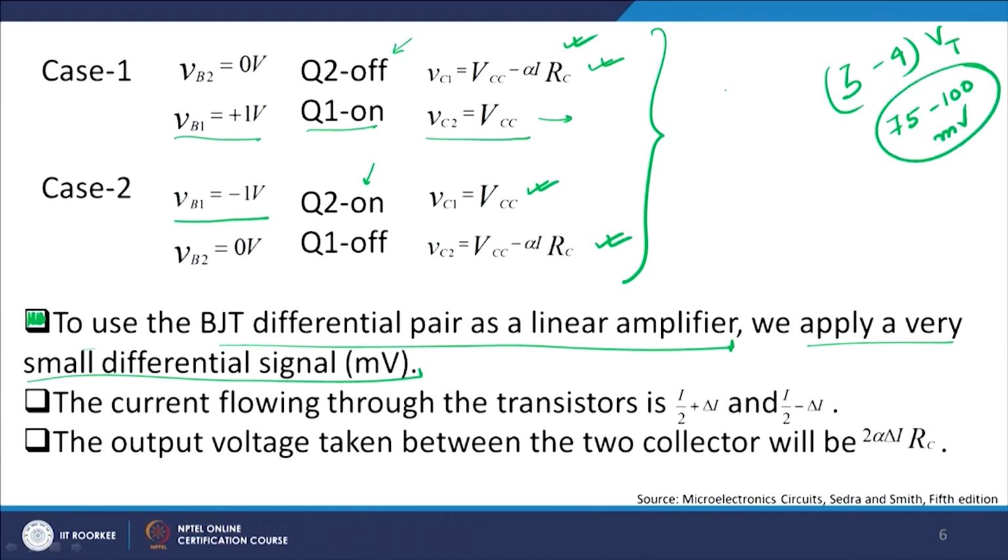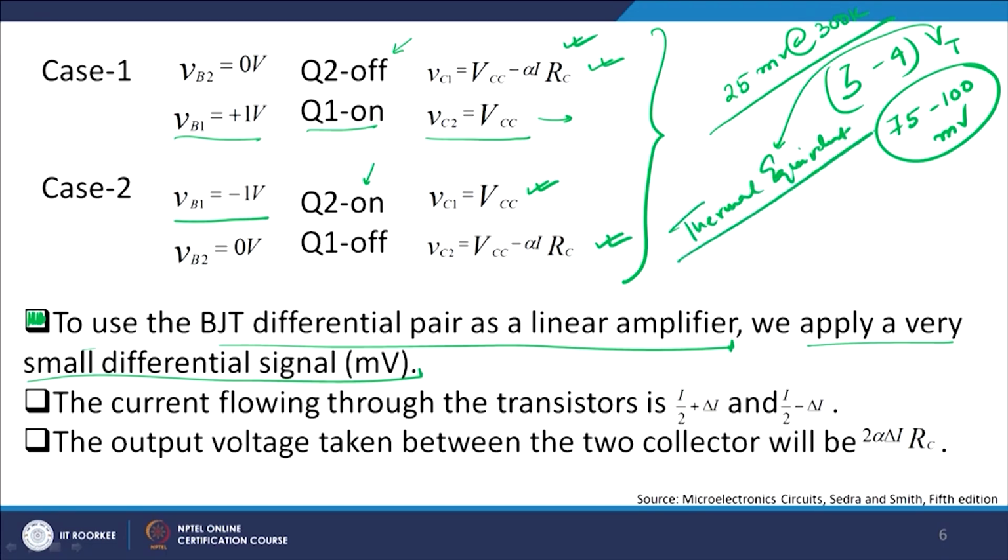VT is the thermal equivalent voltage, which is approximately equal to 25 millivolt at 300 Kelvin. We have already discussed this point. It means that a minimum difference of 3 to 4 VT should be there for the switching or cutoff and switching to be proper.